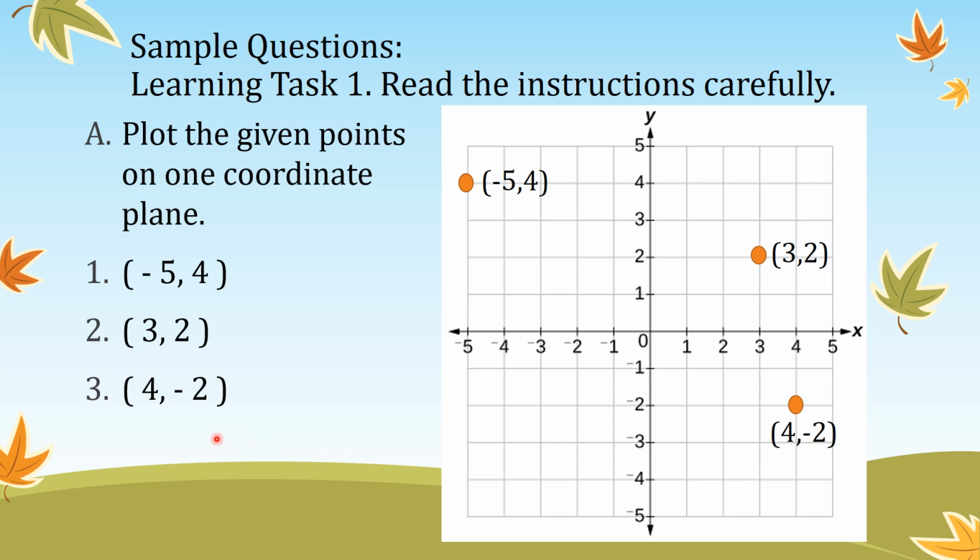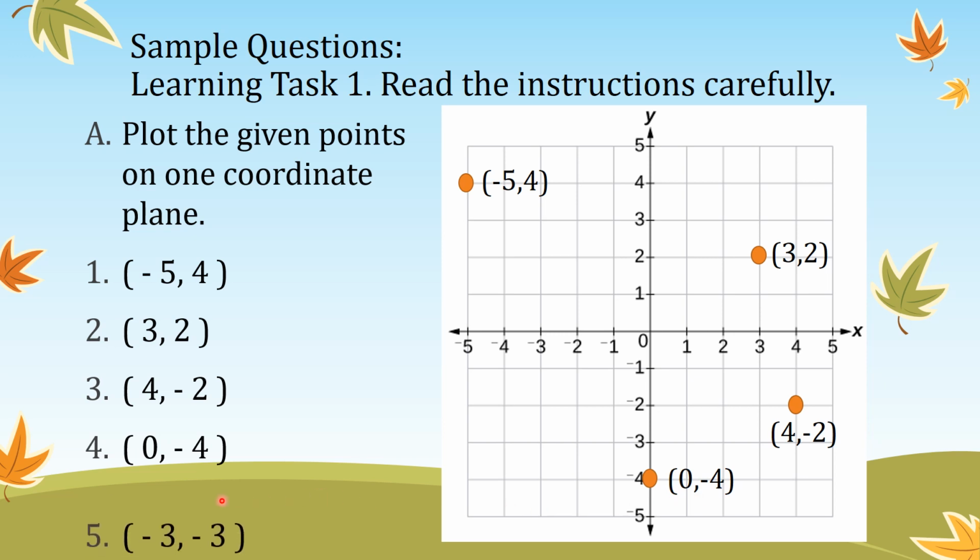Then we have number 4, 0, negative 4. So take note, this is our x-coordinate, this is our y-coordinate. So 0, so wala tayong movement sa x-axis. And then, may movement na tayo downward for our y-axis because we have negative 4. So 1, 2, 3, 4. So this is the location, and the coordinate is 0, negative 4.